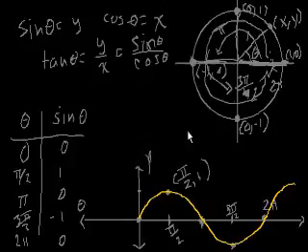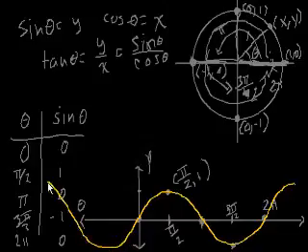And if you were to put in thetas that were less than 0, the sine wave will keep going into the negative theta axis, and it keeps going forever in both directions. It keeps oscillating between 1 and negative 1, and the points in between. So that's the graph of the sine function.